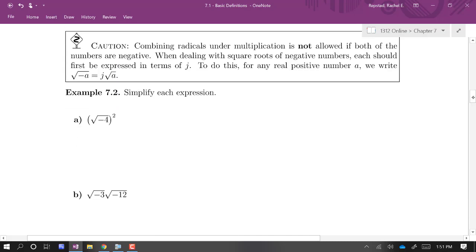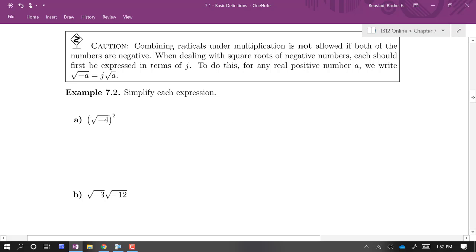Now we have to be careful with our rules of working with radicals here. We know that we've been able to combine radicals under multiplication, and that's how we did a lot of multiplying in the last section. Now we're still allowed to do that, but we cannot combine radicals under multiplication if both the numbers are negative, because that can give you incorrect results.